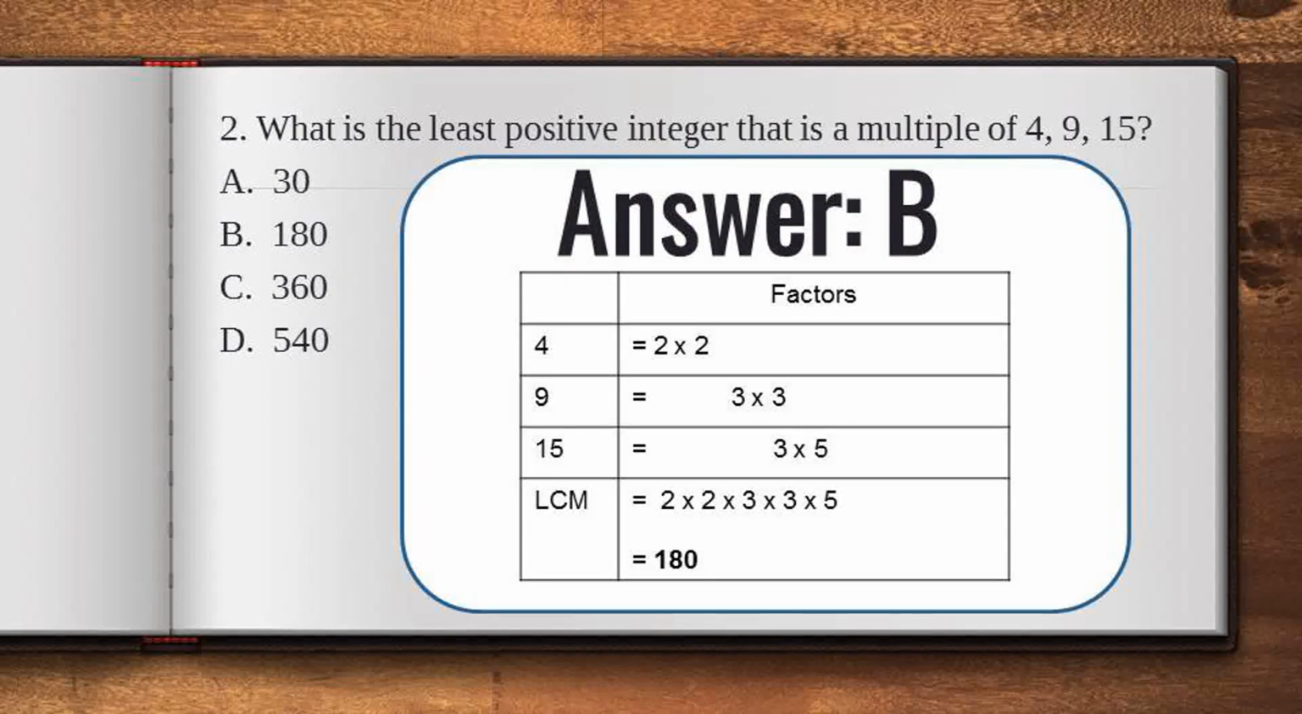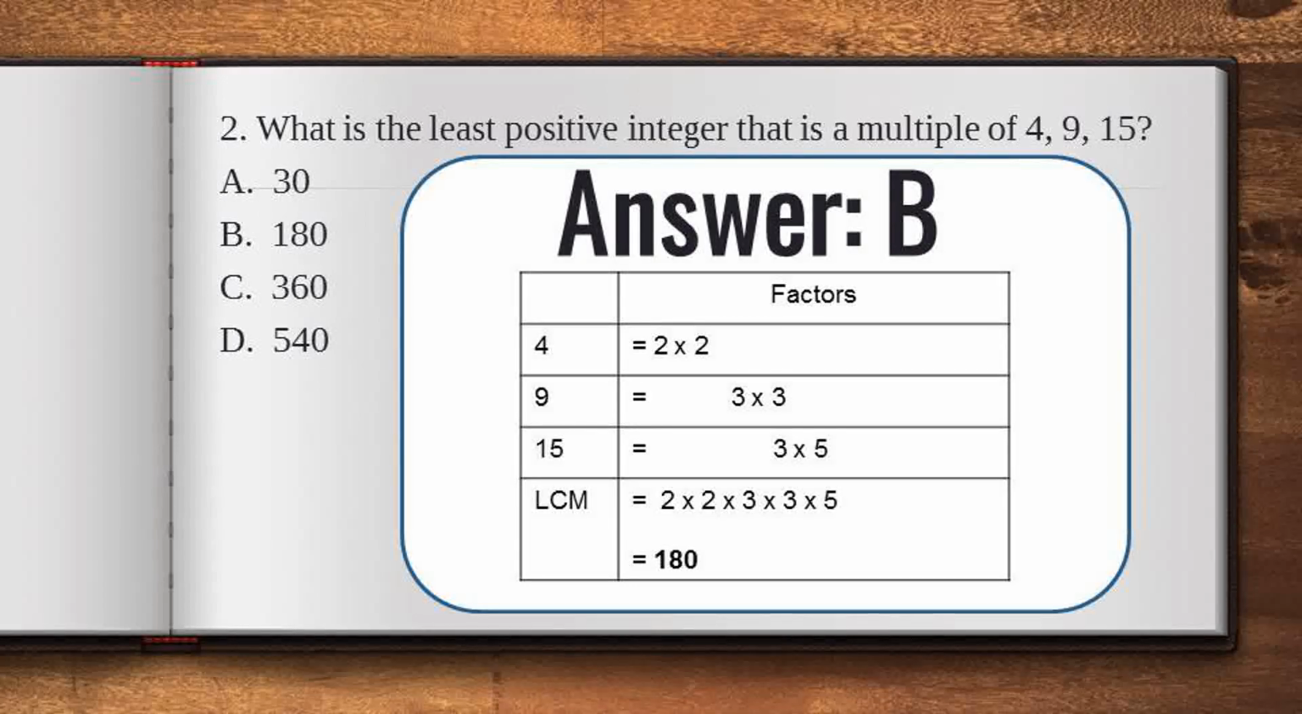So this is a problem that asks for the least common multiple, or the LCM. And as we learned when we were in grade school, LCM is simply the smallest of the common multiples. And the way to get the LCM is to first break down each number into their prime factors. So the prime factors for 4 are 2 and 2. For 9, the prime factors are 3 and 3. And for 15, the prime factors are 3 and 5.